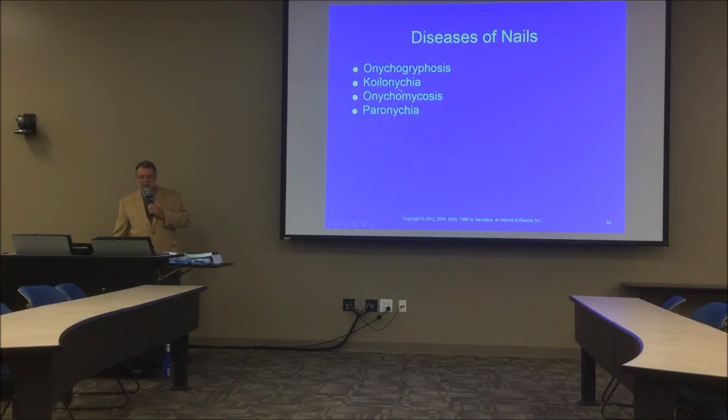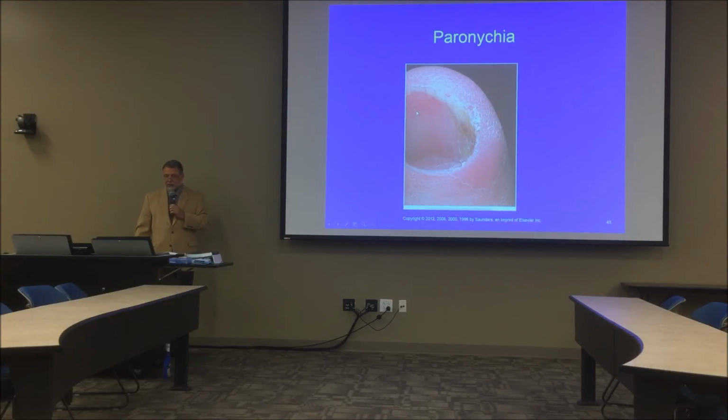Terms of diseases. Onychogryphosis is when the nail has a wrong shape. Koilonychia. Onychomycosis, this is the fungal infection of a toe, of a nail. And paronychia is the infection of the nail bed. Paronychia, infection of the nail bed.